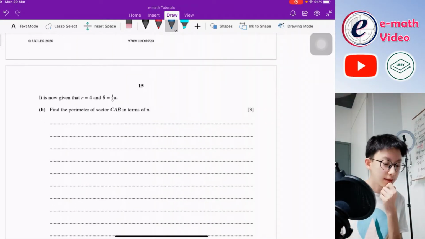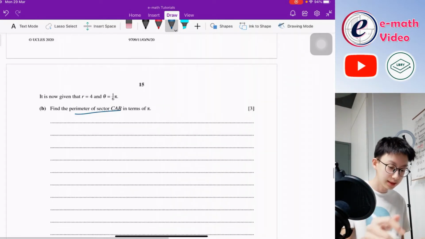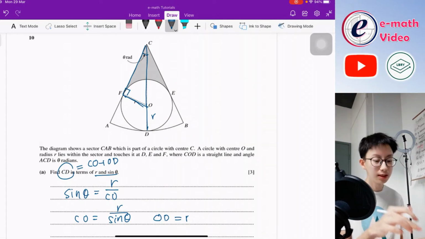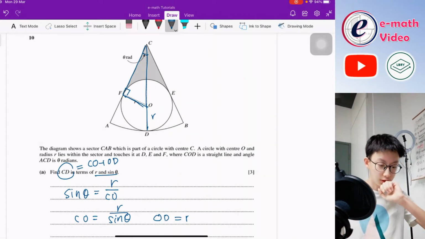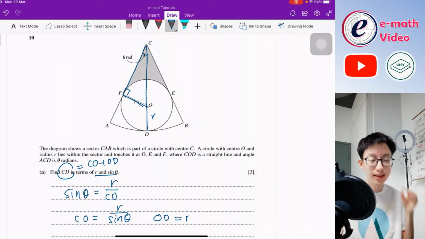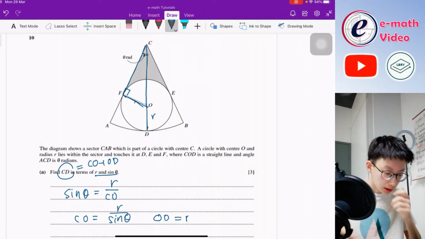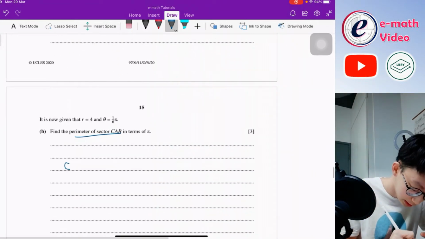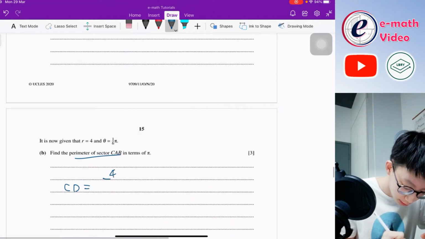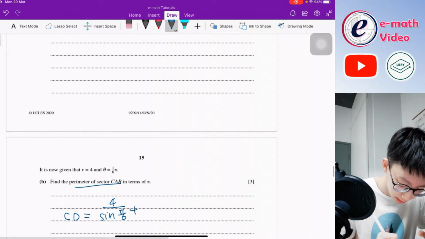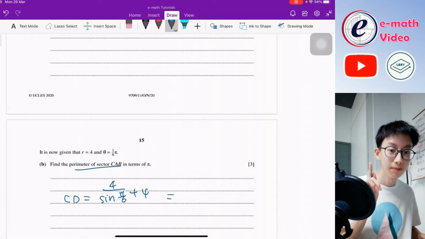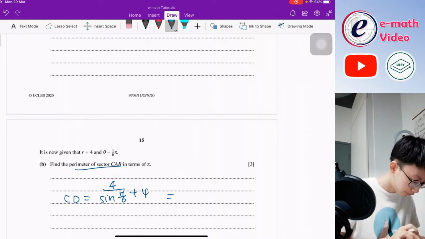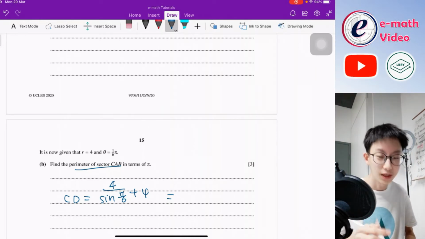Okay, now given that R equals 4 and theta equals pi over 6, find the perimeter of sector CAB. Where is CAB? It means the perimeter of the whole thing. Now you already got your CD, and you know that CD is the radius of the entire big sector, with center C. Let me just find the radius of the big one. CD equals R over sine theta plus R. Make sure your calculator is in radian mode. 4 over sine pi over 6 plus 4. Actually, you know the answer. Sine pi over 6 is 1 over 2. 4 divided by 1 over 2 is 8, plus 4 is 12.